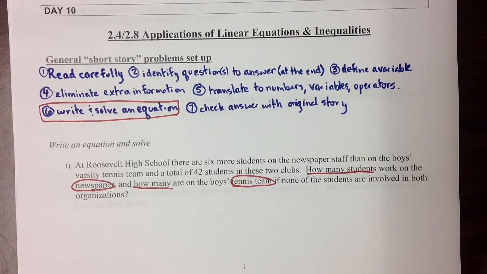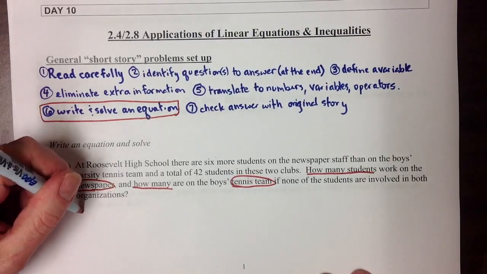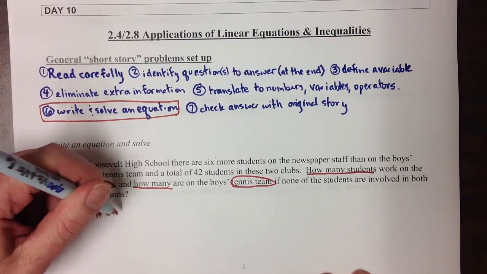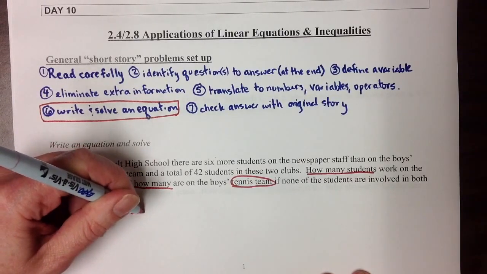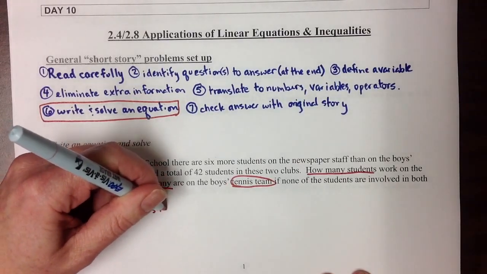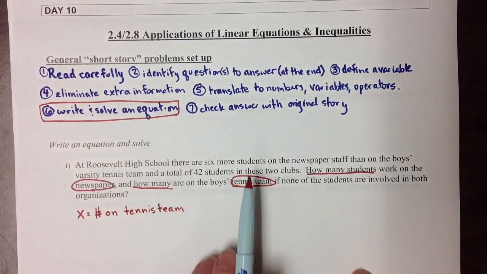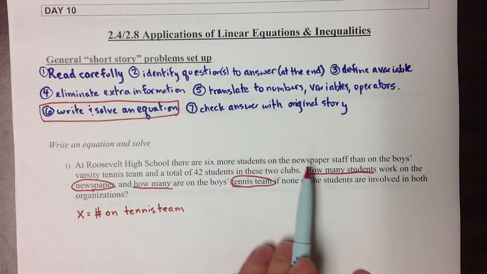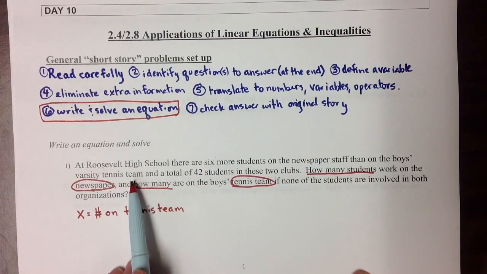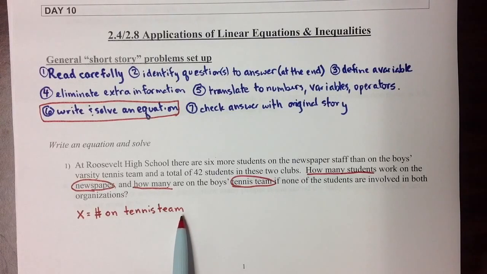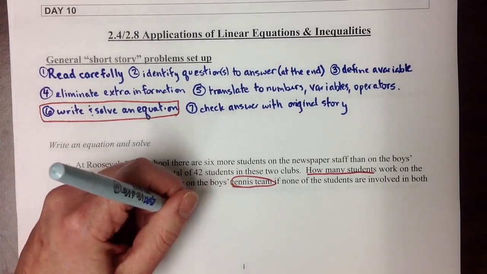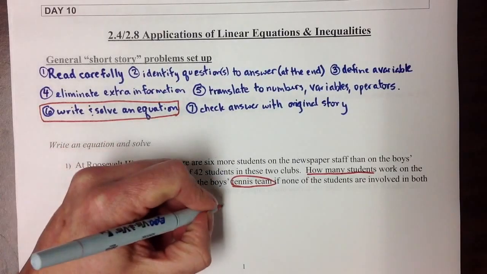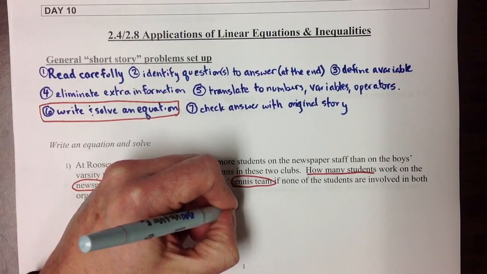So I'm going to choose to let my x, which will be my variable, equal the number on the tennis team. And the reason that I'm choosing that is because if I look back up here in the first line, they tell me that there are 6 more students on the newspaper than there are on the tennis team. So if I let x stand for the number that are on the tennis team, x plus 6 more will equal the number on the newspaper.